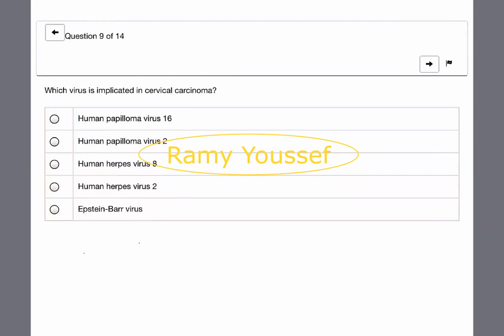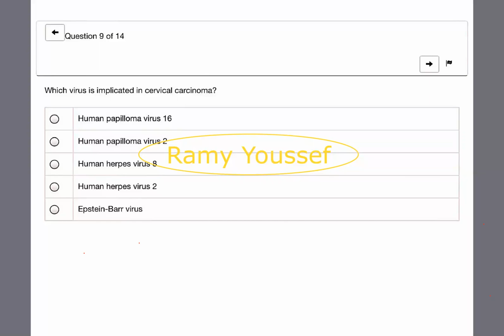Which virus is implicated in cervical carcinoma? Human papilloma virus 16. Perfect. What other types of cancer are caused by this one? Anal, penile, vulval, and oropharyngeal. Oropharyngeal. And nasopharyngeal carcinoma is caused by?